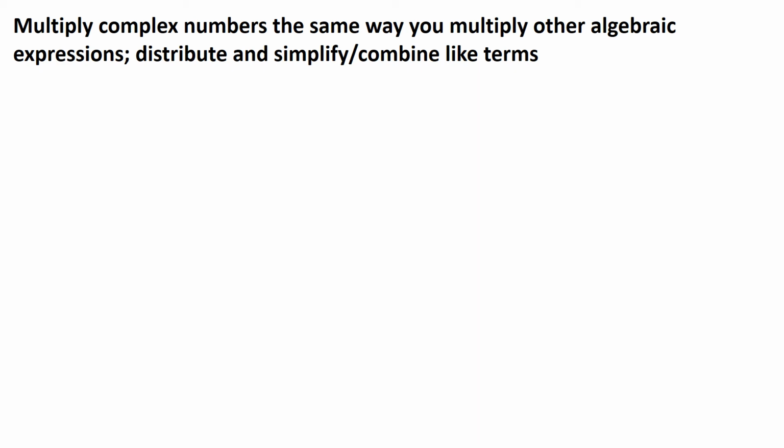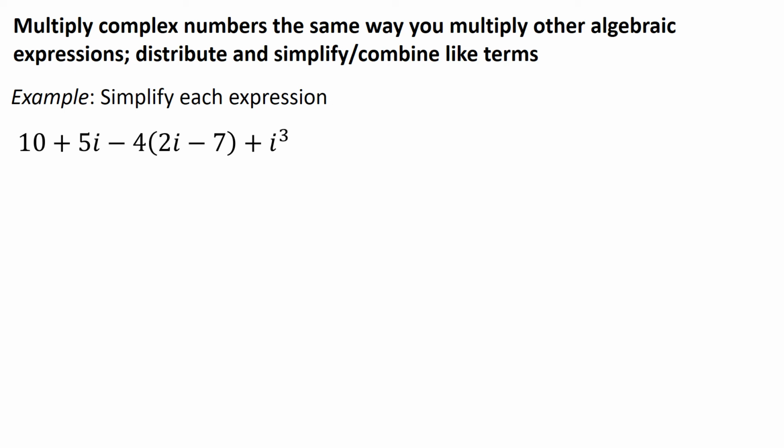Multiply complex numbers the same way you multiply other algebraic expressions. You distribute, combine like terms, simplify, whatever it takes. You treat it almost the same way you would a regular variable, except for one important part, and that is that i squared is negative 1. So whenever you have a chance to simplify any i with a larger exponent than 1, you should go ahead and do that.